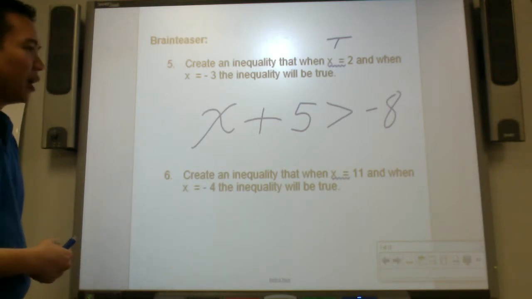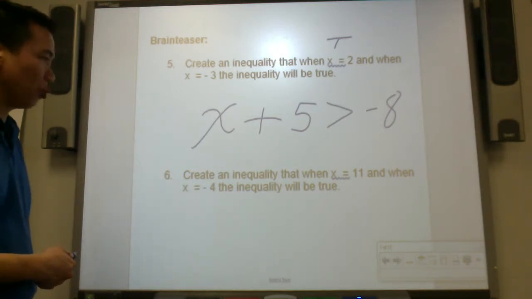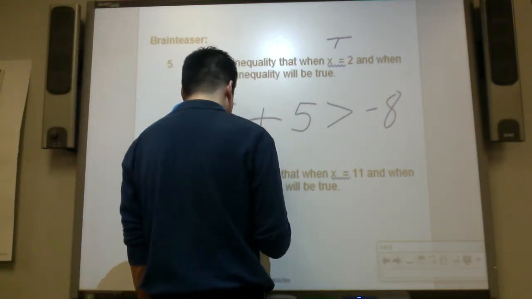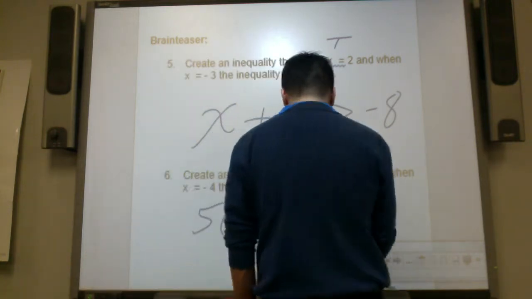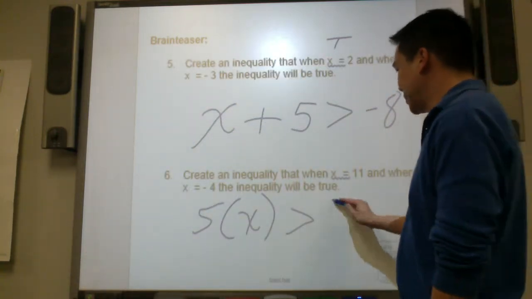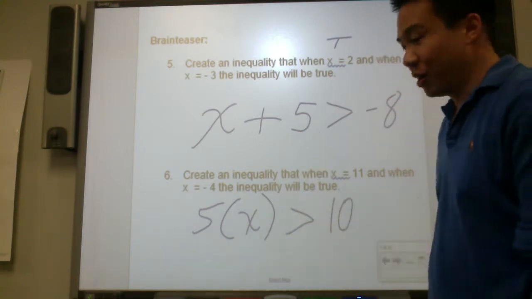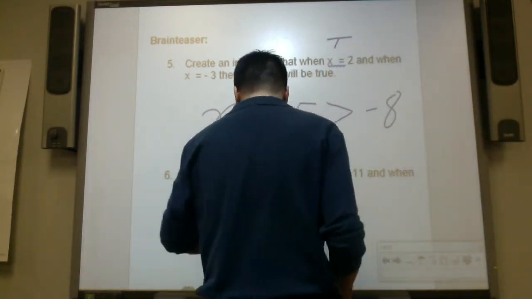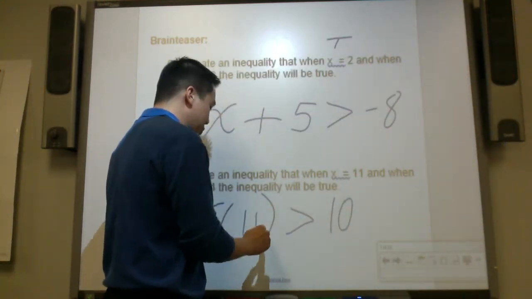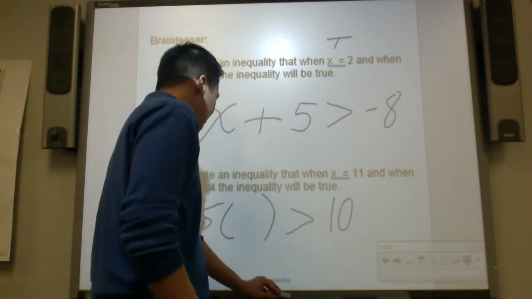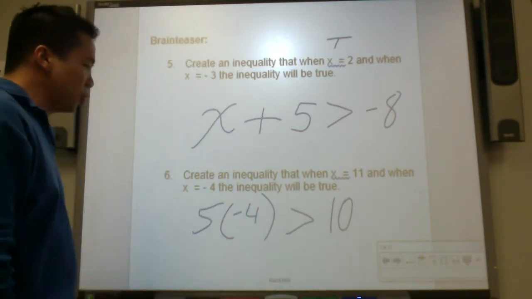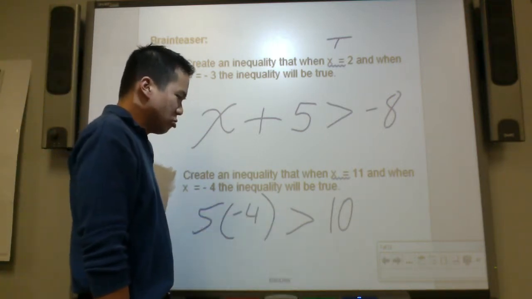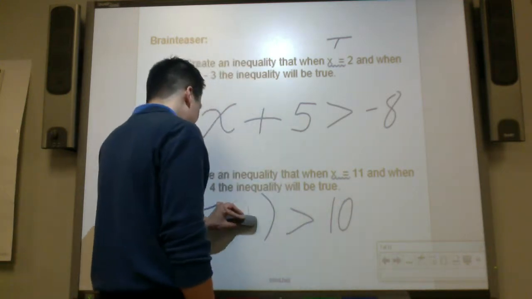Let's try another inequality. Can you do an inequality where if you replace the x with 11 and negative 4, it will be true? That's why I'm going to do multiplication. 5 groups of x is greater than 10. I don't know if this is true. I just made it up in my head. So if I replace the x with 11, it's 5 groups of 11, which is 55. Is that greater than 10? Yes, it does work. If I put in 5 groups of negative 4, that's negative 4, negative 4, negative 4, negative 4, negative 4, negative 20. Is that greater than 10? So this does not work.